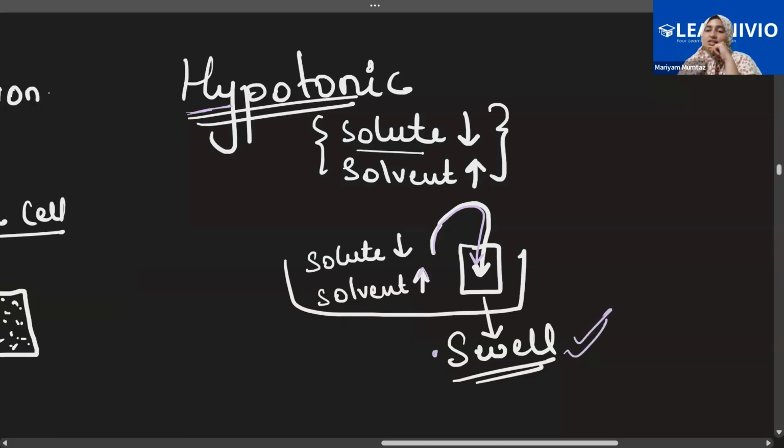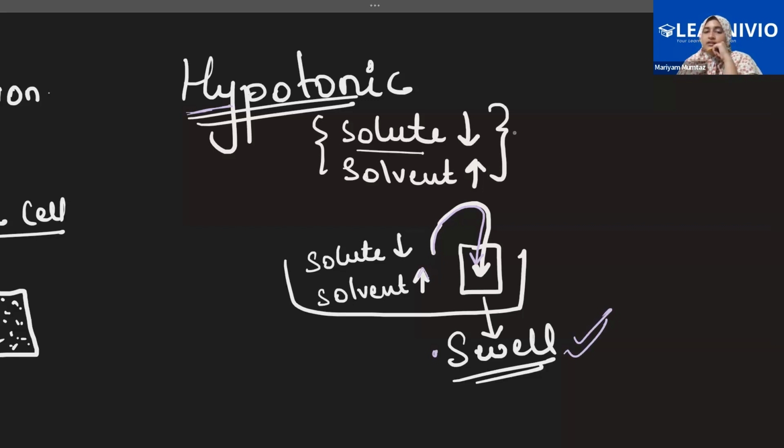Are these two conditions clear to every single person here? Yes, ma'am. Does anyone have any doubts? No, ma'am.